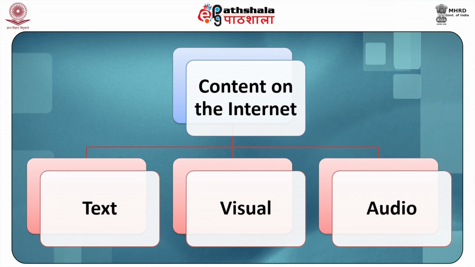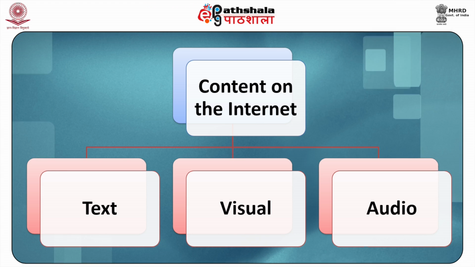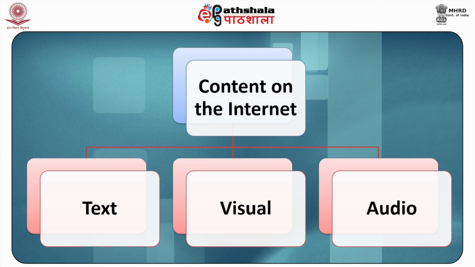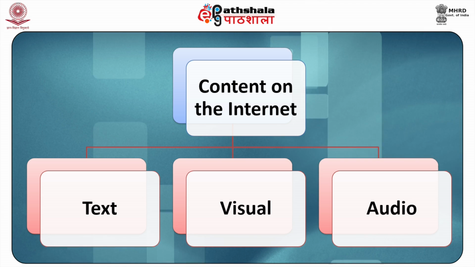Content on the Internet. The content available on the Internet is broadly classified into three main categories, which are text, visual, and audio. For example, YouTube.com is a popular website for videos, while Flickr.com is a massive repository for images.